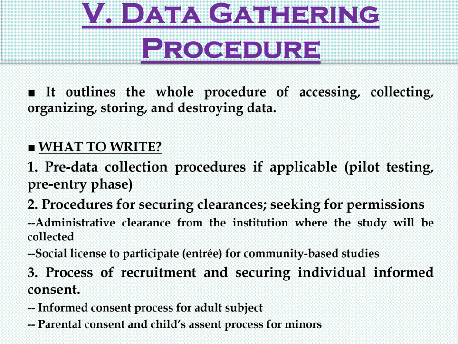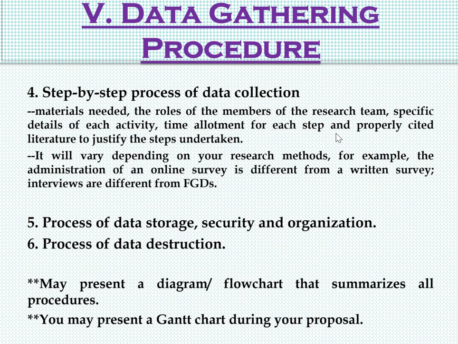Number three, the process of recruitment and securing individual informed consent. Under that, we put the informed consent process for adult subjects, and parental consent and child's assent process for minors. And then the step-by-step process of data collection. In here, we indicate all the materials needed, the roles of the members of the research team, specific details of each activity, time allotment for each step, and properly cited literature to justify the steps undertaken.